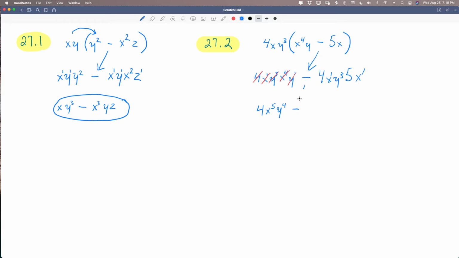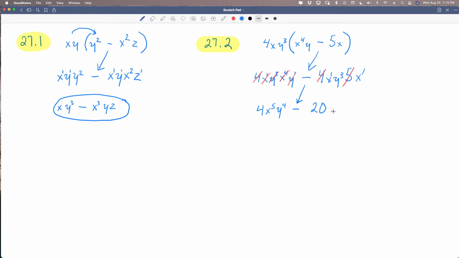Now we bring down our operation again. And now we're going to look for our constants. We know we have two constants over here. So we're going to multiply them together. 4 times 5 is 20. So we can cross those out. We've done those.